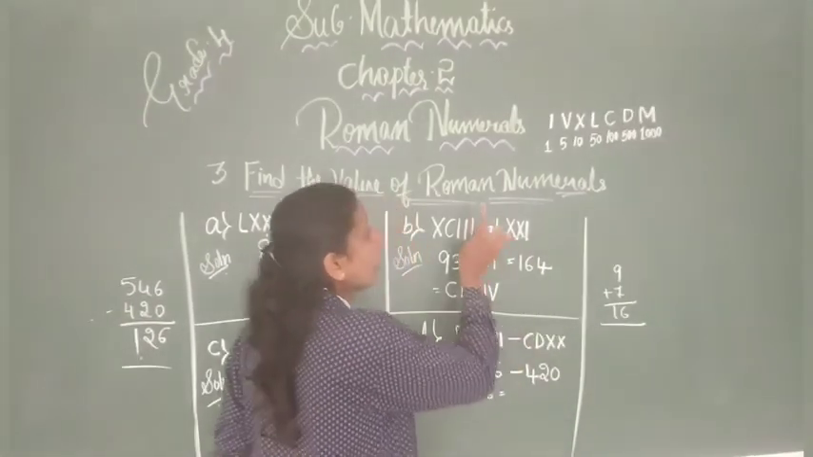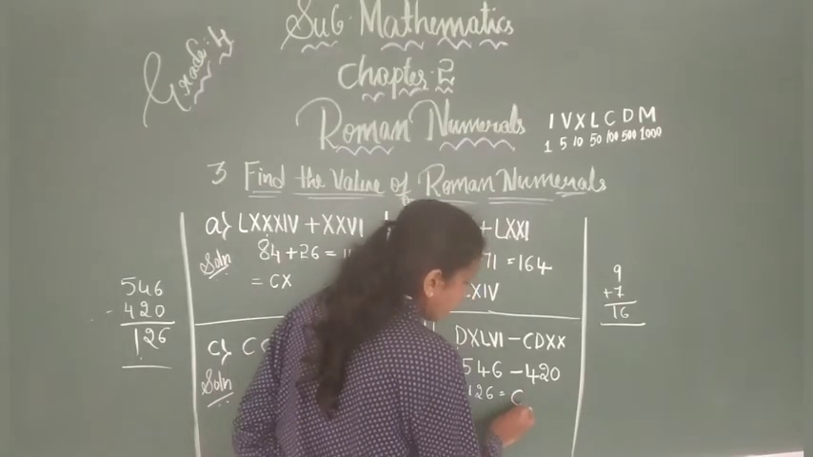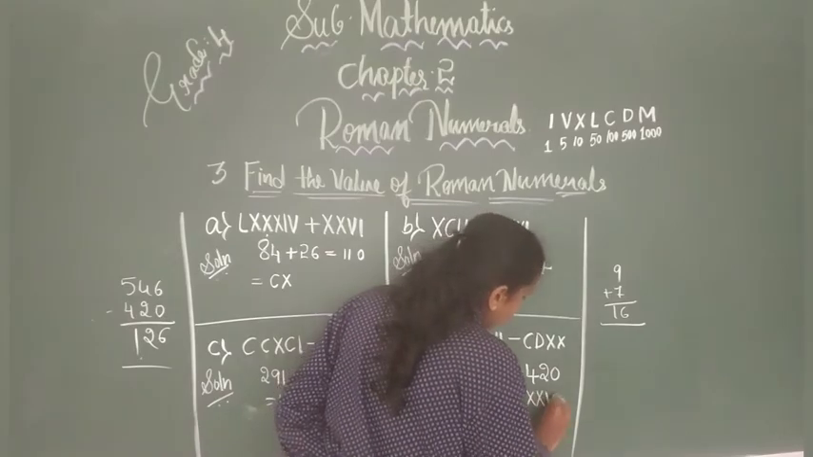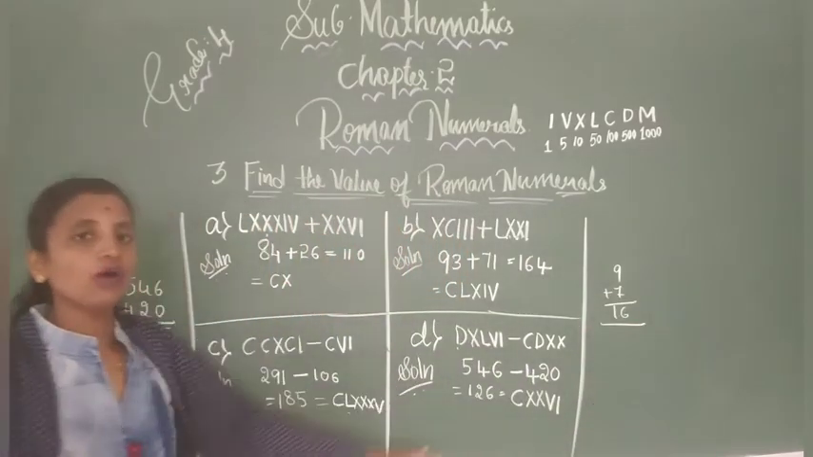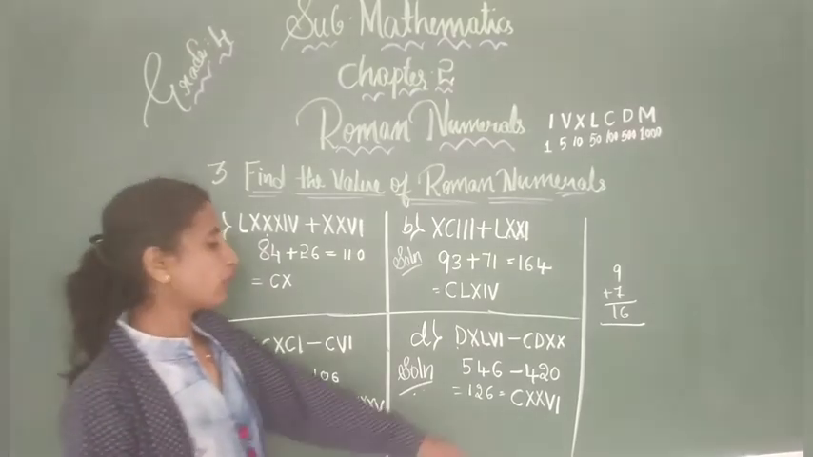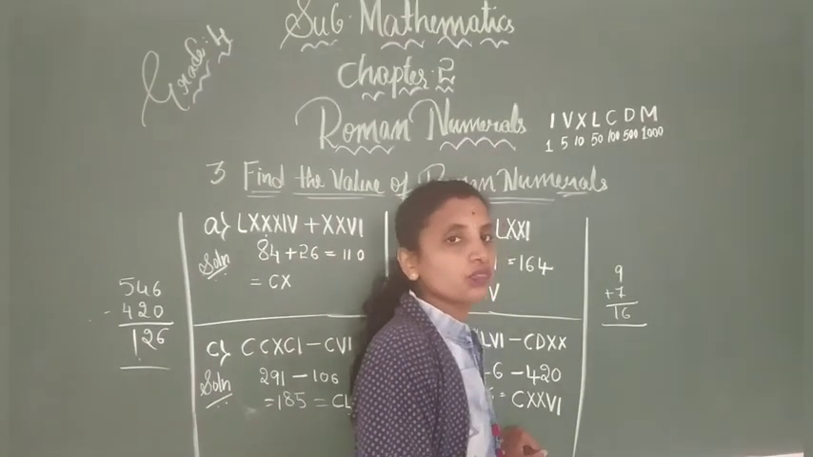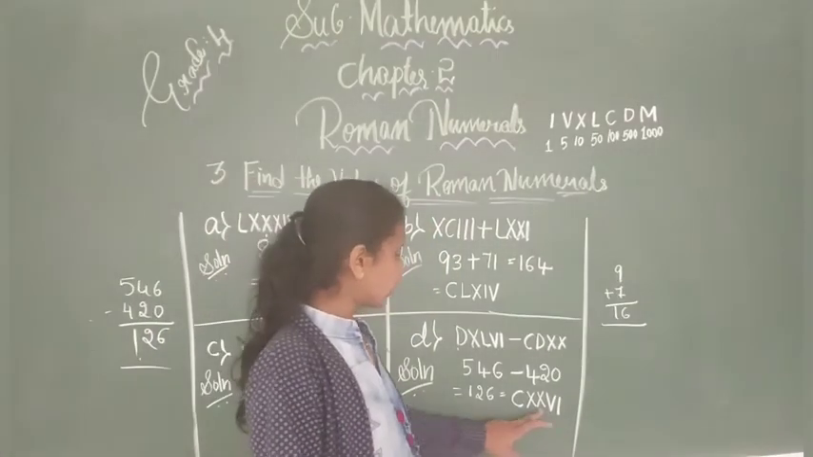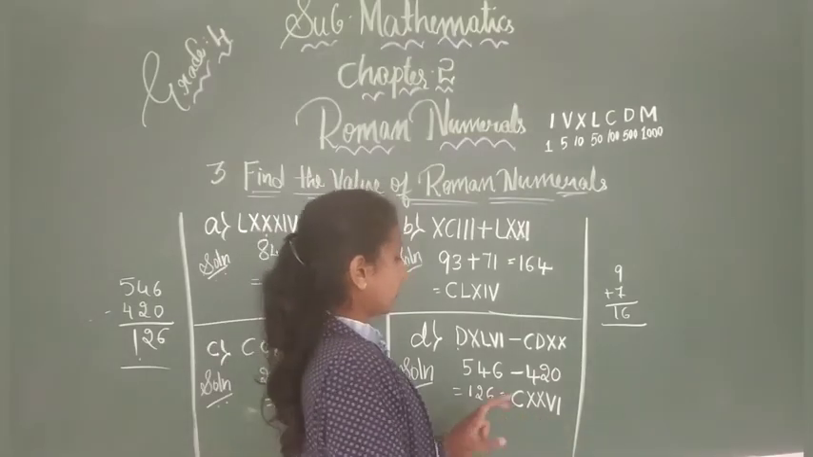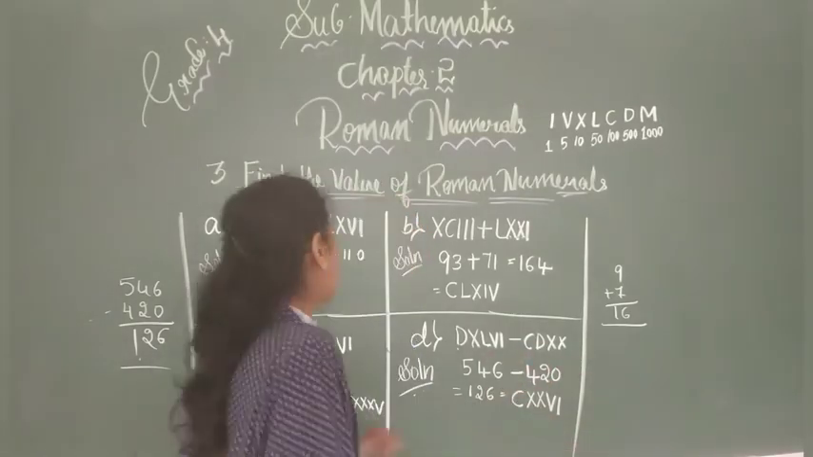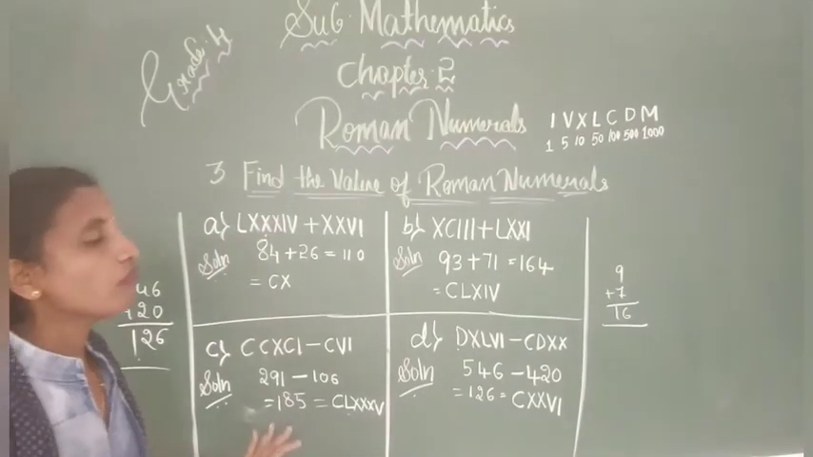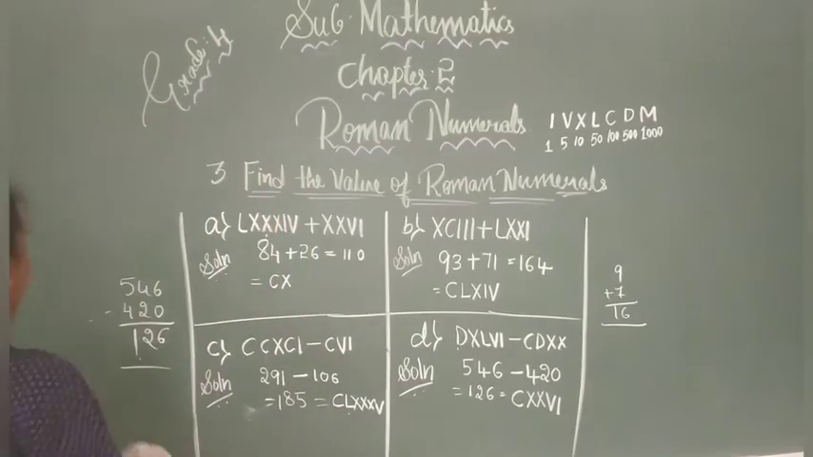126 you have to write in Roman numerals. For 100 it is C. For 20 you have to write XX. For 6, VI. Is it clear? Am I right? C represents 100, XX for 20, VI is 6. 126. You understood how we find values in Roman numerals, do addition and subtraction, right?